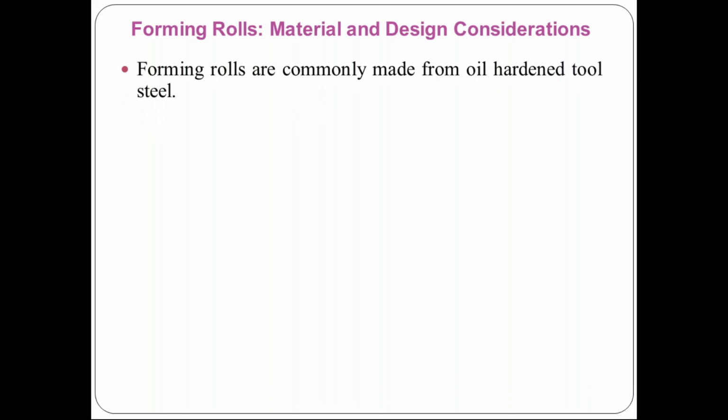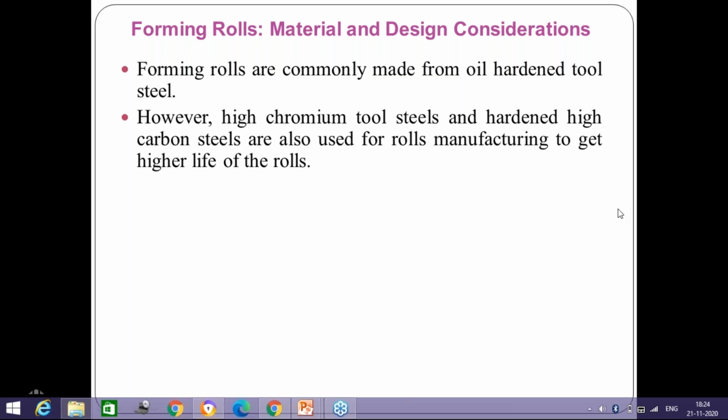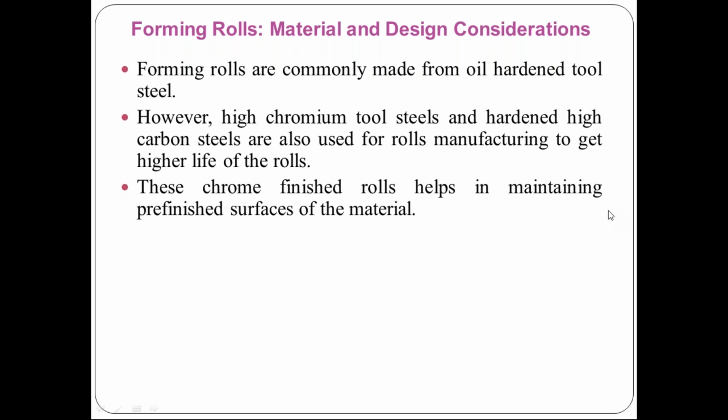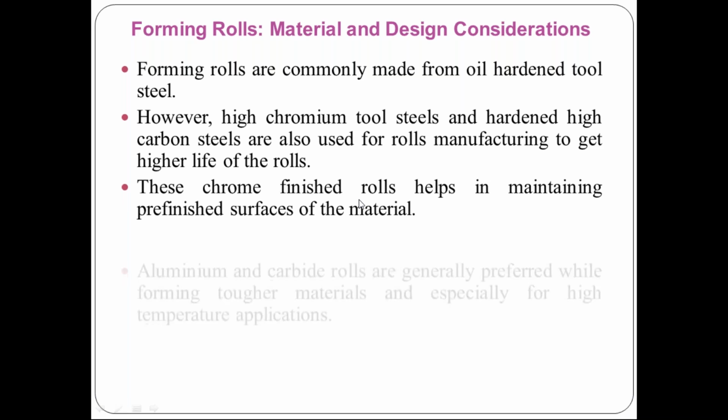Now I'm going to explain the forming rolls, and for that, which material and which design should be considered. Now I'm going to explain only about the forming rolls. Okay, so forming rolls are commonly made from oil hardened tool steel. However, high chromium tool steel and hardened high carbon steels are also used for roll manufacturing to get higher life of the rolls. This chrome finish on rolls helps in maintaining the pre-finished surface of the material.